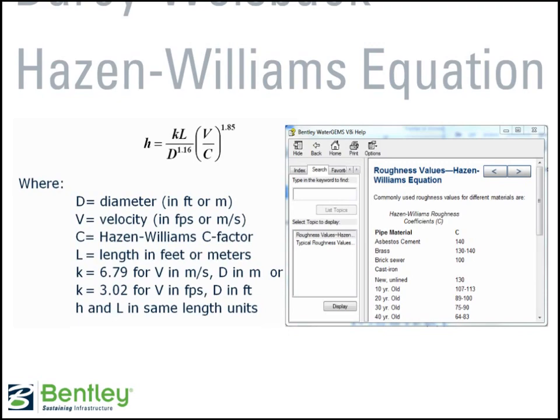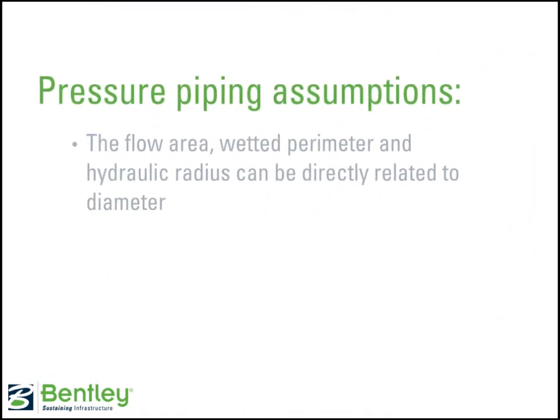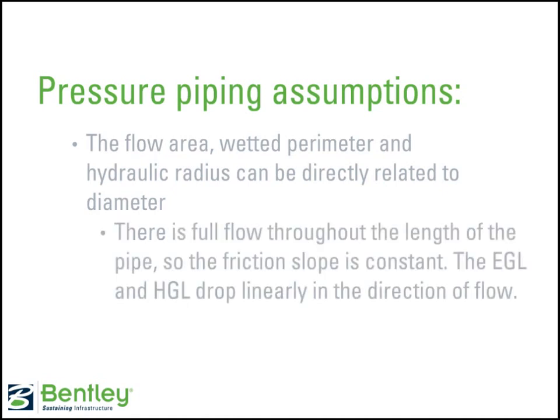There are certain assumptions that are used for pressure piping systems that help simplify those general friction loss equations. First, pressure piping is usually circular, so the flow area, wetted perimeter, and hydraulic radius can be directly related to diameter. Pressure piping systems have full flow throughout the length of the pipe, so the friction slope is constant. The energy grade line and hydraulic grade line drop linearly in the direction of flow. Because the flow rate and pipe cross-sectional area are constant, the velocity is also constant.